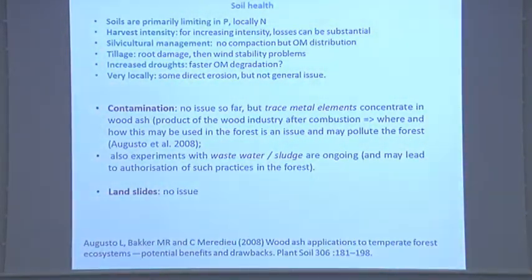Contamination, that's special for you. Augusto, my colleague, did a review on trace metal elements in wood ash, and it appears that trace metal elements could concentrate in those products. So if you want to spread them in the forest, and you do that not properly, you concentrate them in one place, that could actually lead to a contamination, whereas there was no real contamination problem so far. And the same could happen if you use wastewater or sludge. It could create a new problem which was not there before. Landslides are clearly no issue. Okay. Well, I didn't mention salinization, but it's probably not an issue either.